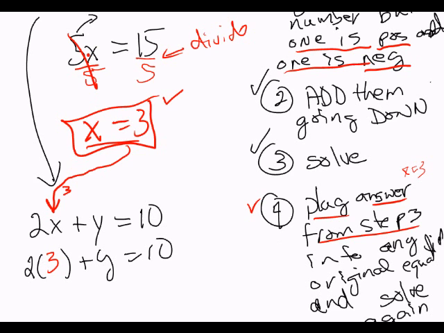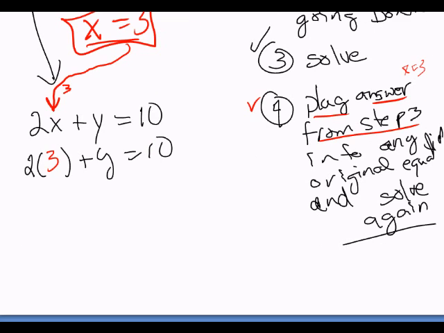2 times x plus y equals 10. X is 3. So then I'm going to solve. 2 times 3 is 6. And I'm going to get the 6 to the other side. It's adding. What's the opposite of adding?